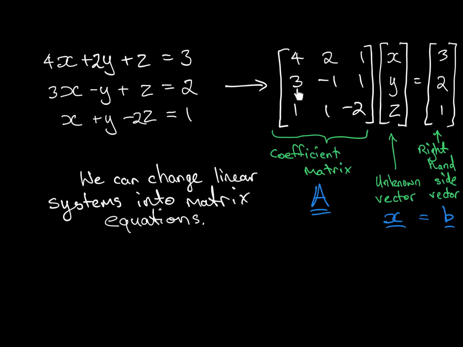For the second equation we have 3, minus 1, and 1, because we have 3 x's, minus 1y, and 1z. And then finally 1x, 1y, and minus 2 z's from the left-hand side of the third equation. So to summarize this slide, we can change linear systems into matrix equations like these. Quite often you'll see that coefficient matrix referred to as A, the unknown vector as x, and the right-hand side vector as the B vector.